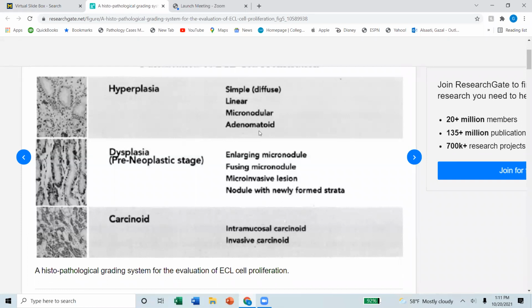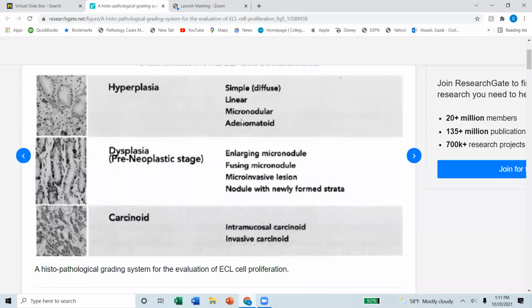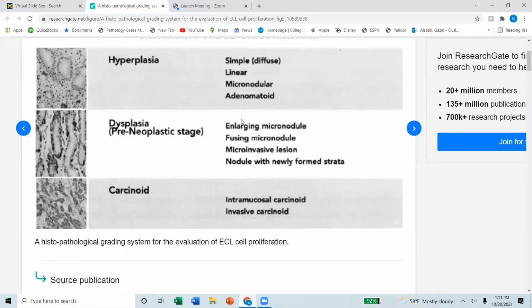And then you have the adenomatoid, where you have some reforming of these micronodules. The dysplastic type, which is the preneoplastic, is where your micronodules are enlarging, but still they are not forming a 5 millimeter nodule. They are fusing with each other. They are a microinvasive lesion, which is basically invading through the muscularis mucosae, but it's still small, less than 5 millimeters. Nodules with newly formed strata, that means that you have nodules.